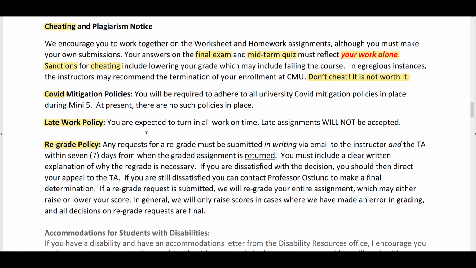If you feel that we have done something wrong in terms of grading an assignment, you may request a regrade. You have to do this in writing by sending an email both to me and to our TA, and that has to happen within 7 days of when you get back your graded assignment. You have to provide a clear explanation of why you believe the regrade is necessary. I want to point out that if we are requested to regrade something on your assignment, we will regrade the entire assignment, not just the little piece of the assignment that you point out.